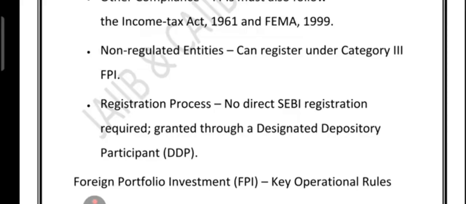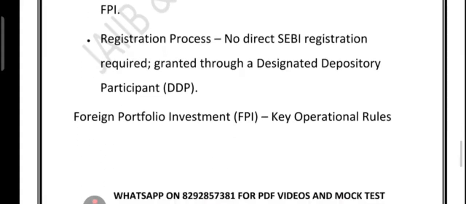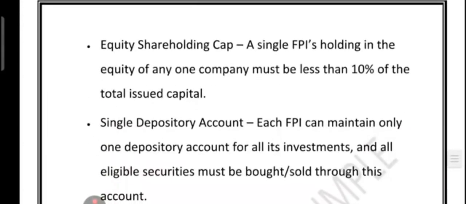So in short, we can say FDI is a long-term controlling investment. FII or FPI, they are short-term, market focused, no control. Right? Now, some more points about FPI given in your syllabus. Let me discuss that also.